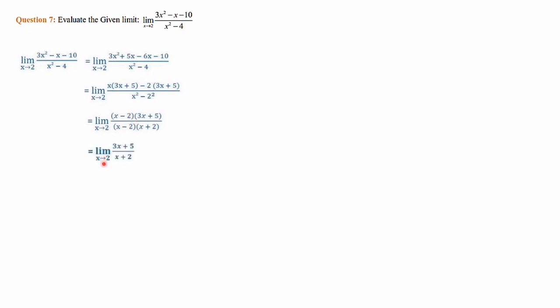Then limit x tends to 2, we are getting the balance terms 3x plus 5 divided by x plus 2. Now we can substitute. There is no problem because indeterminate form will not come. That is, putting x is equal to 2. 3 into 2, x replaced by 2. 3 into 2 plus 5 divided by 2 plus 2. That is equal to 3 into 2 is 6, 6 plus 5 divided by 4. That is equal to 11 divided by 4. So the value of the given limit, limit x tends to 2, 3x square minus x minus 10 divided by x square minus 4, is 11 divided by 4.